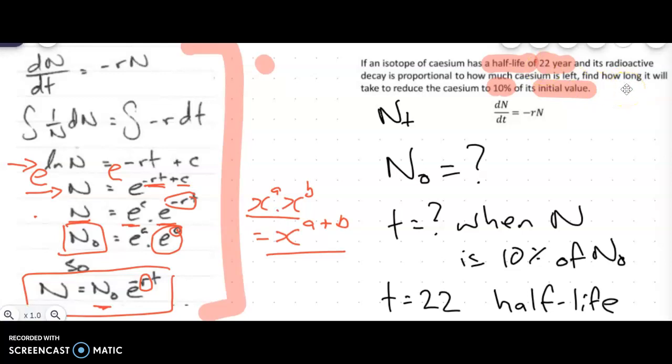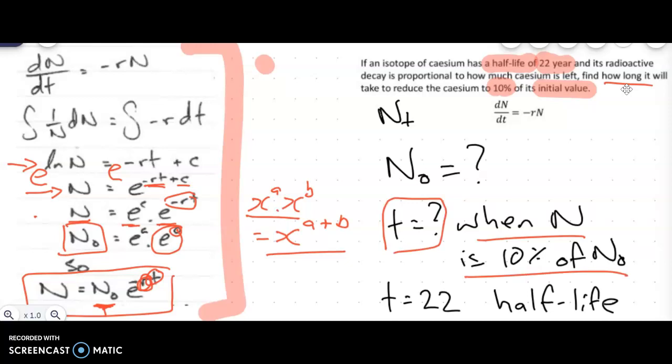Right, so continuing on. So now we know this. We need to figure out the initial value, and we need to figure out this value t, because otherwise we're not going to be able to figure out what are we trying to find? How long it will take? Yeah, we're trying to find the time when n is 10% of N0.